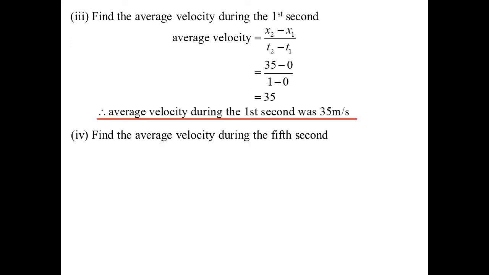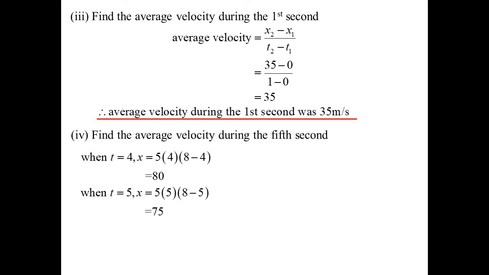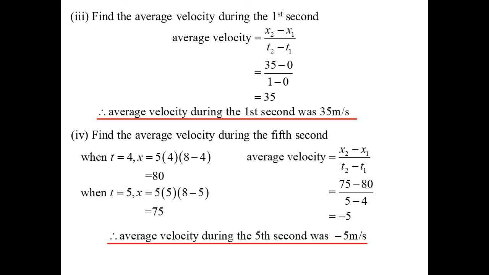What about the 5th second? So going from t equals 4, and we can calculate that, it's 80, to t equals 5, 75. But again, average velocity. Just like the slope formula, we get -5. So during the 5th second, it was -5 metres per second. Well, what's the significance of the negative? Well, that tells us we are decreasing, so we're coming back down.